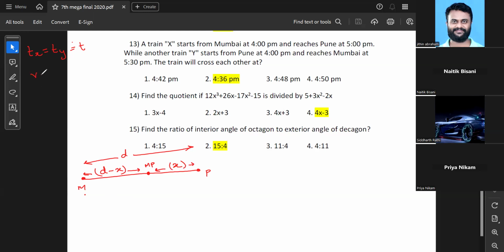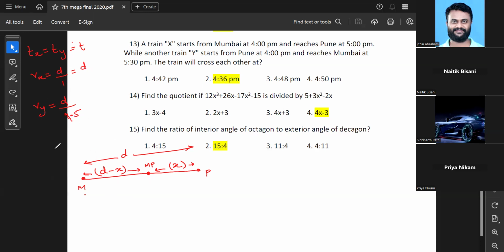Now speaking about speed, the speed of the X train is total distance upon total time. In this case, the total distance is given by d and the total time taken by the X train is given as 1. Therefore, d upon 1 is d. The speed of the Y train, for the same distance, is covered in 1.5 times the time. So d upon 1.5 will be the speed of the Y train. So far, so clear? Yes, sir.